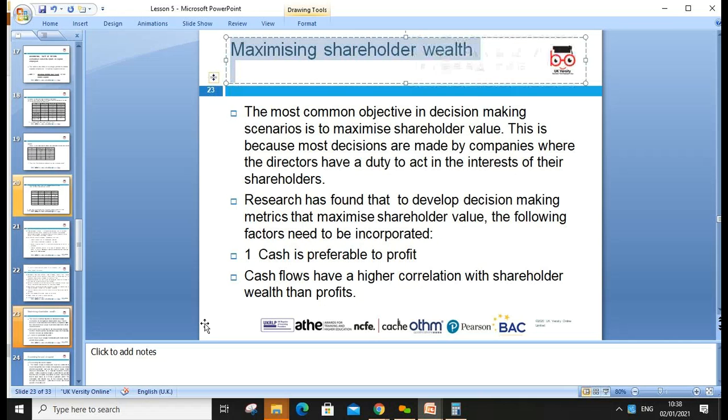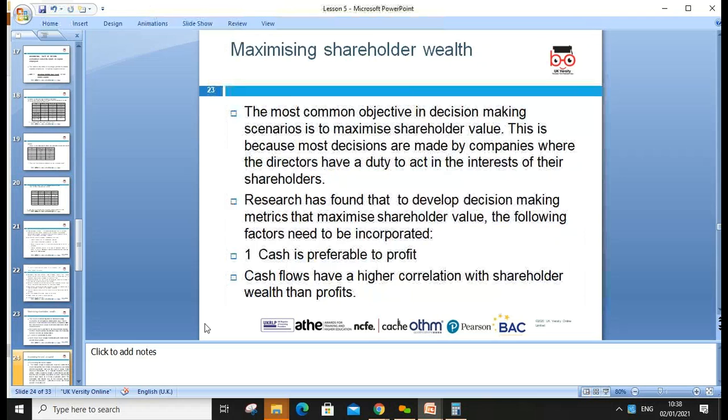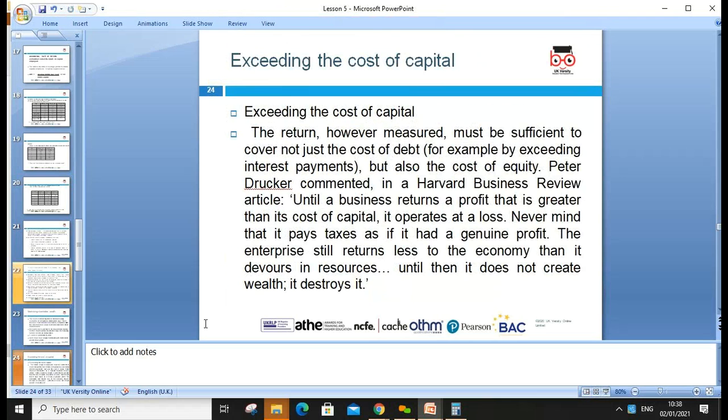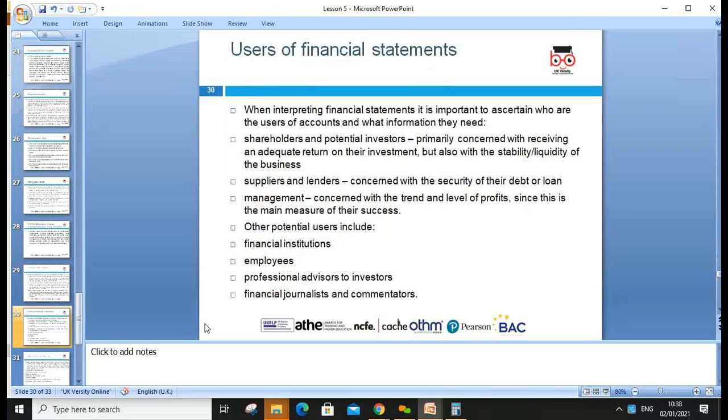Maximizing shareholder wealth, as we discussed earlier, our business objective can be to maximize the shareholders' value of the shares. Exceeding the cost of capital, always our objective as a business is to exceed the cost of capital, which we discussed, and Peter commented on it.